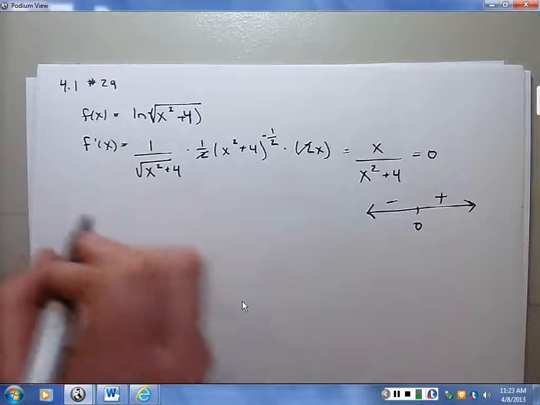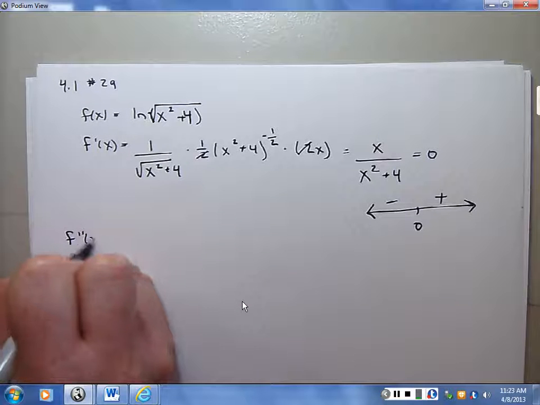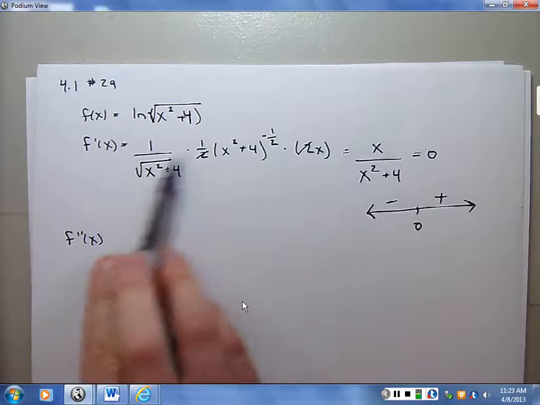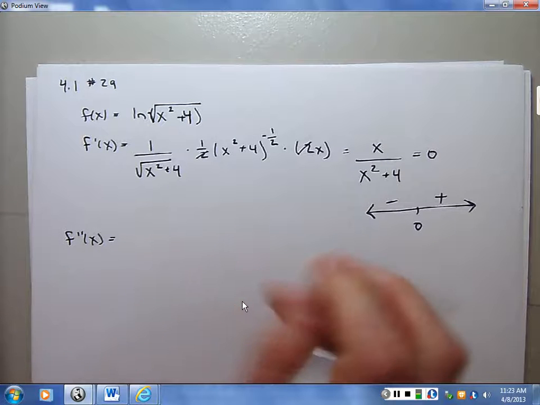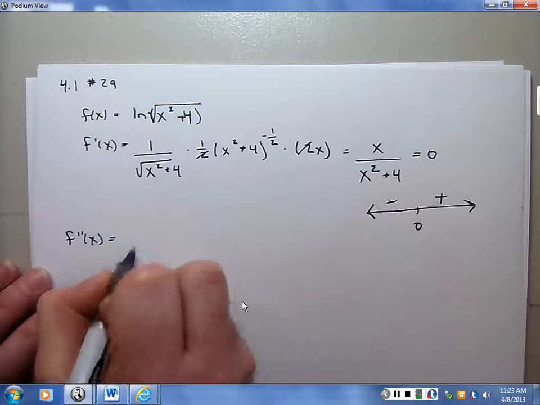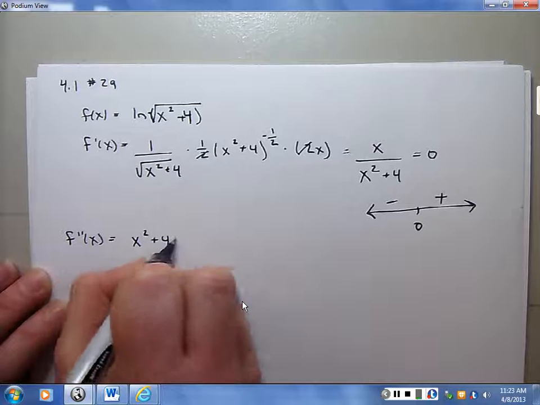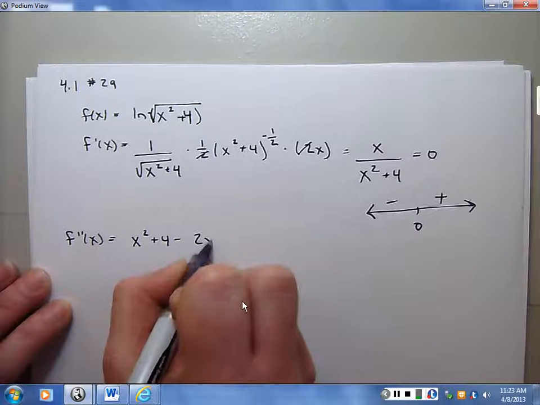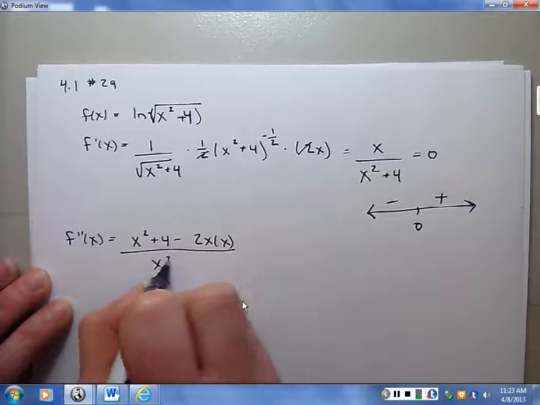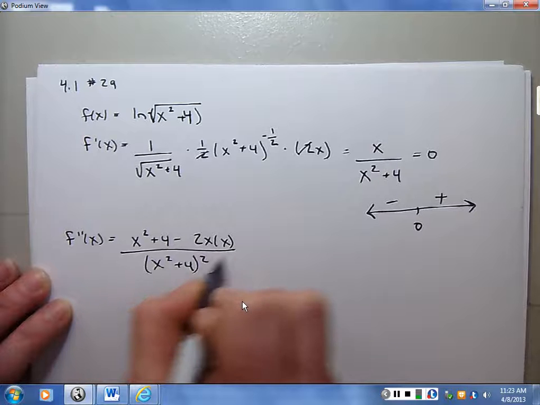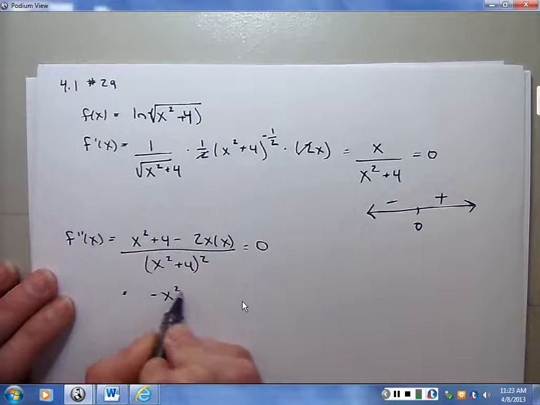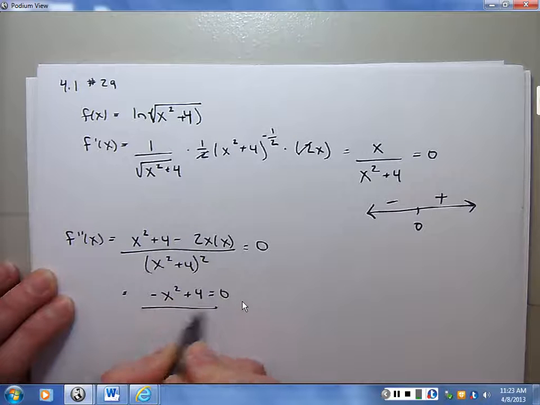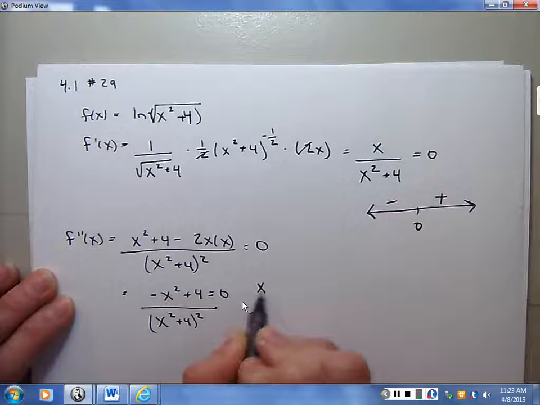So then I take the second derivative. Don't try to take the second derivative from here. Look at your simplified expression, right? So then I do the quotient rule: the derivative of the top, hold the bottom, minus the derivative of the bottom, hold the top, over the bottom squared. When does that equal 0? Well, we have minus x squared plus 4 equals 0 over x squared plus 4 squared, which would give me x to be plus or minus 2.